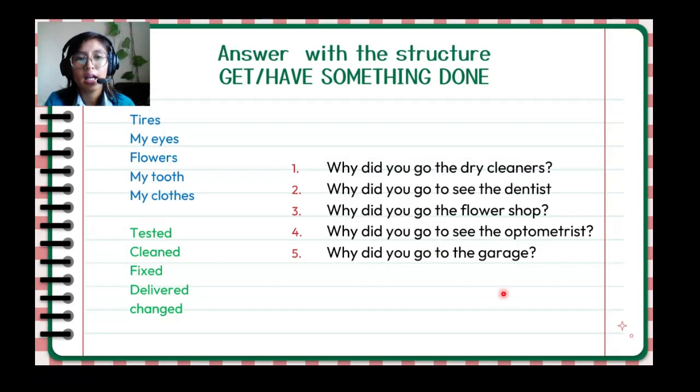And finally, this is another exercise for you. Here we have five questions that we are going to answer with this. This is the something in blue, and this is the verb. It is already in past participle. They are regulars, so they are in ed. I'm going to help you with number one.